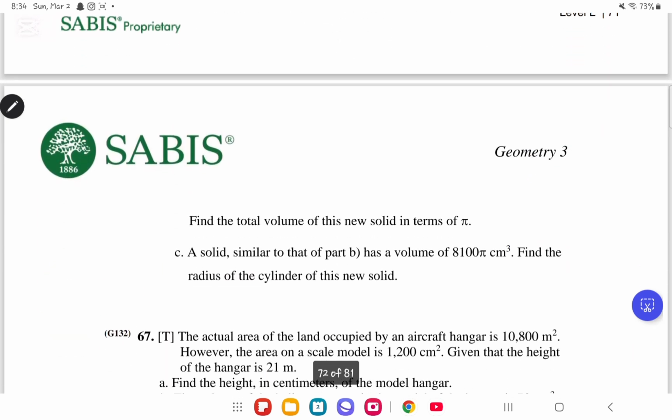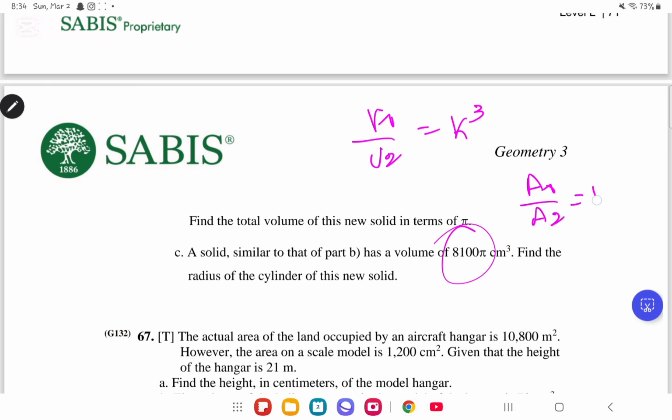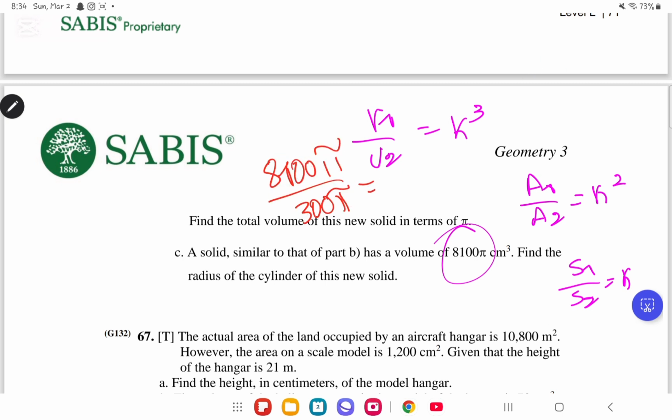Now in part C, they said a solid similar to that of part B has a volume of this much. You should remember the ratios: volume 1 over volume 2 is equal to k cubed, area 1 over area 2 is equal to k squared, and side 1 over side 2 is equal to k. So if you have volume 1, which is 8,100 pi, over volume 2, which is 300 pi, you put them on top of each other and you're going to get an answer of 27. So k cubed is equal to 27. That means k is equal to 3.